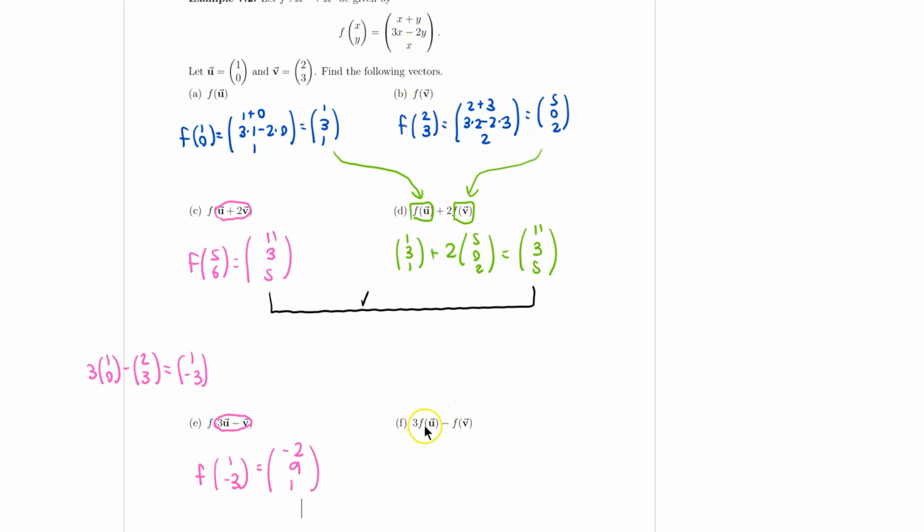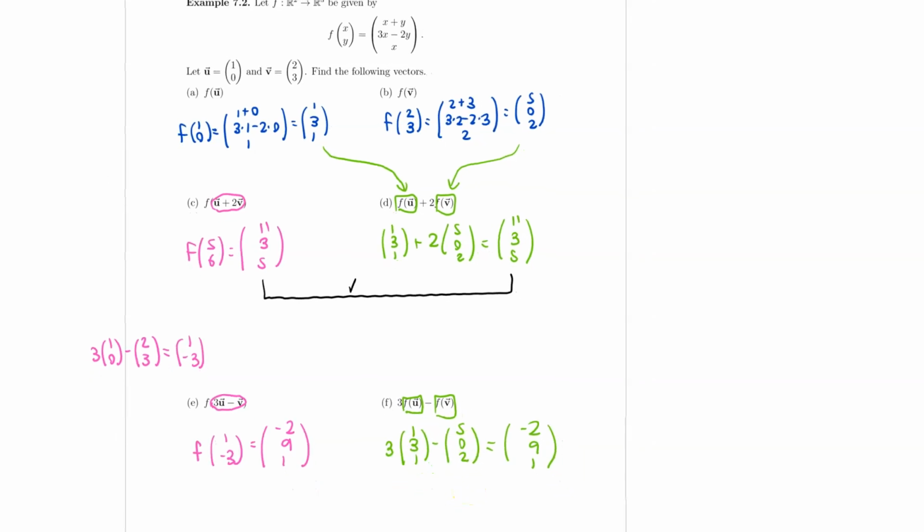On the other hand, if I want to compute 3 times f of u minus f of v, once again, I can just use the values of f of u and f of v from earlier. This is going to be 3 times (1, 3, 1) minus (5, 0, 2). And this is going to give me, let's see, 3 minus 5, which is negative 2. I'm going to get 9 minus 0, which is a 9. And then I'm going to get 3 minus 2, which is a 1.